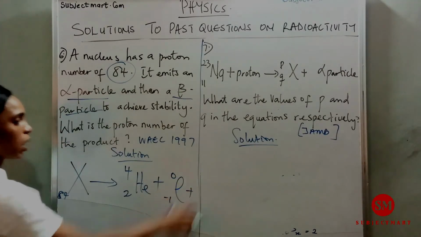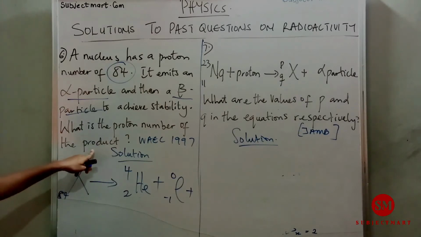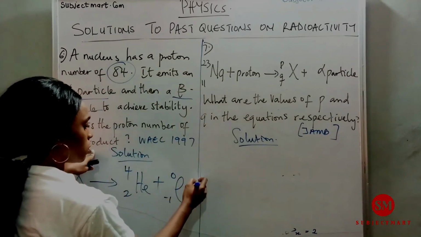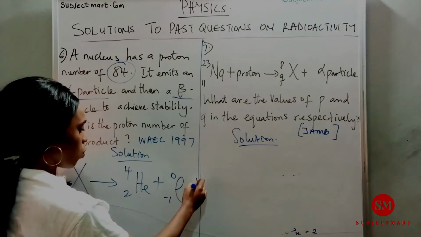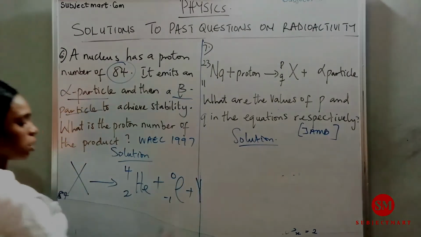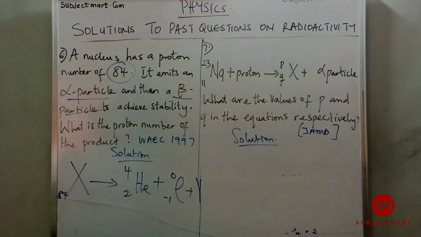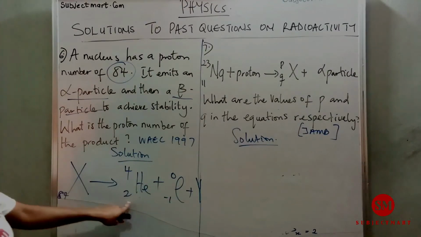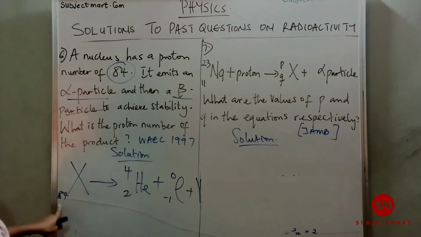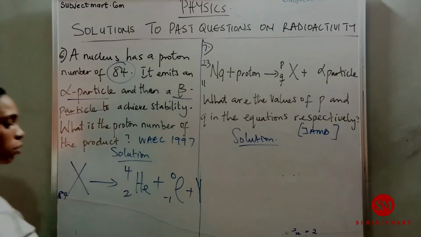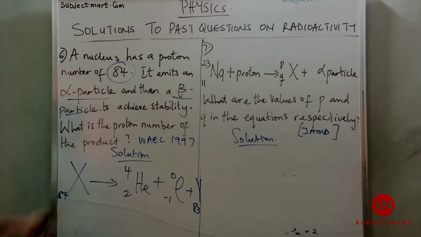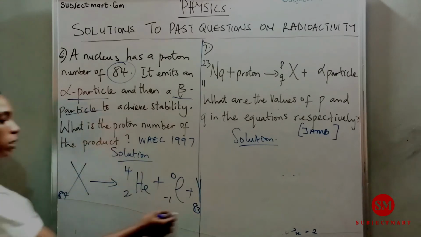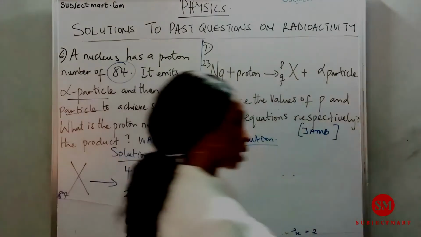Then we have, what's the proton number of the product? So the product, let's assume we have used X, let's say we have Y. I'm just assuming that the new nucleus is Y. So we have 2 minus 1, that will give us 1. Subtract 1 from 84, that will give us 83. So the new proton number is equal to 83. I want to believe that is very clear.